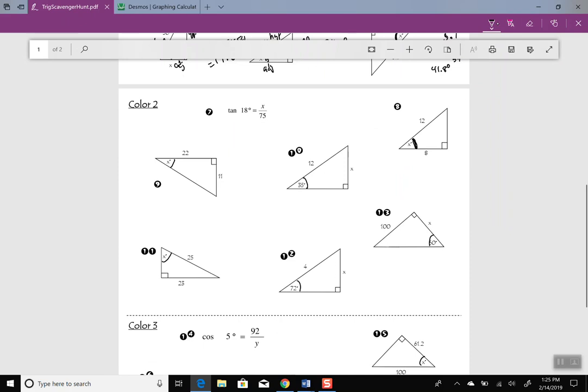Moving on to the bottom here. To get rid of the 75 in the bottom, multiply by 75 on both sides. That cancels. Let's see, 75 times the tangent of 18 gets us 24.4 if we round. On these ones, opposite the 90 is the hypotenuse. I'm going to go ahead and label all the hypotenuses. Opposite the 90, opposite the 90, opposite the 90, opposite the 90, and opposite the 90.